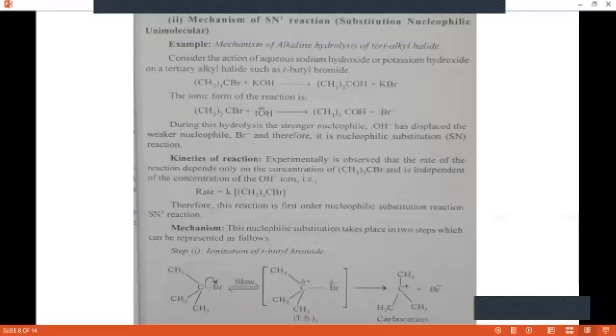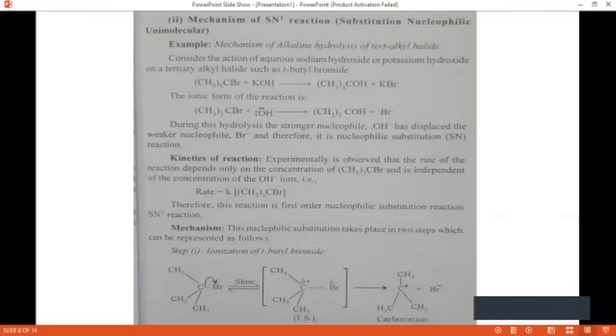Hello everyone. In the last lecture, we discussed the SN1 reaction. Today, I am going to talk about the mechanism of SN1 reaction. Before we start the mechanism of SN1 reaction, what is an SN1 reaction?